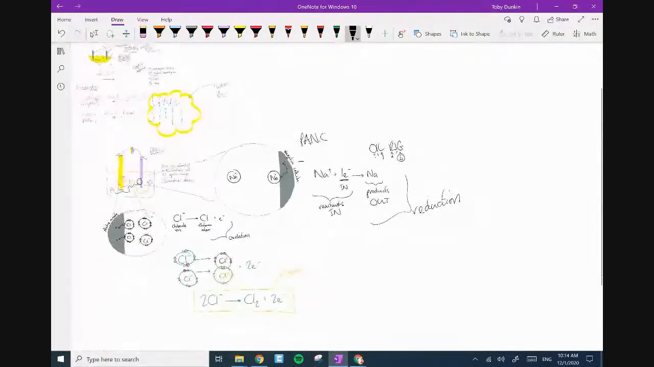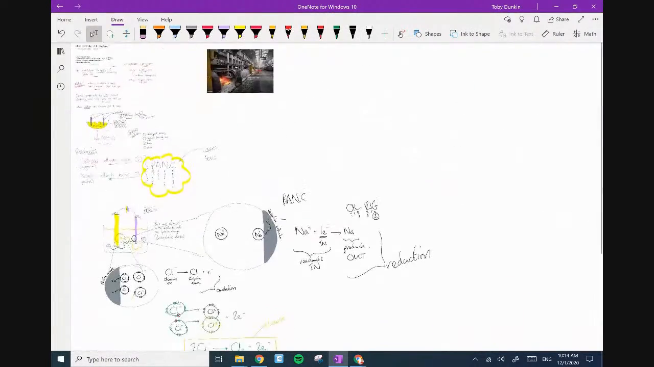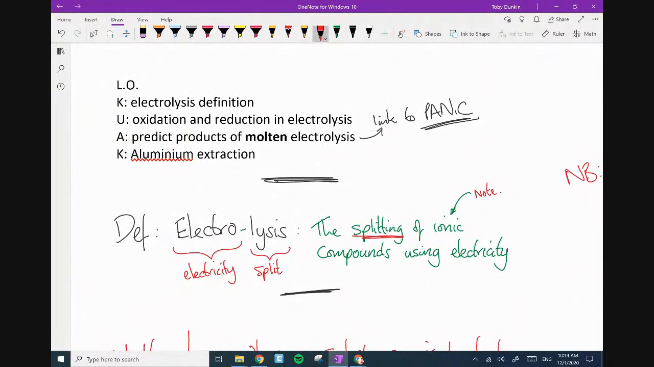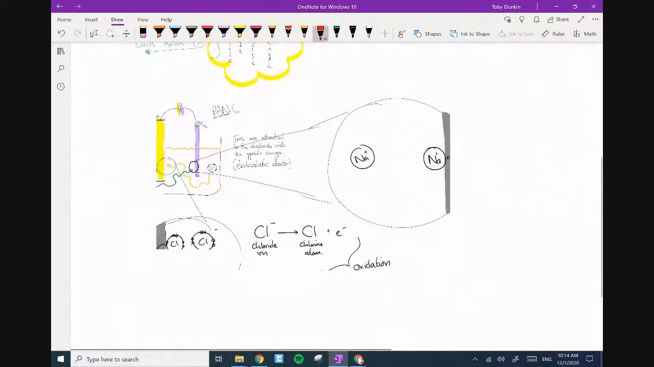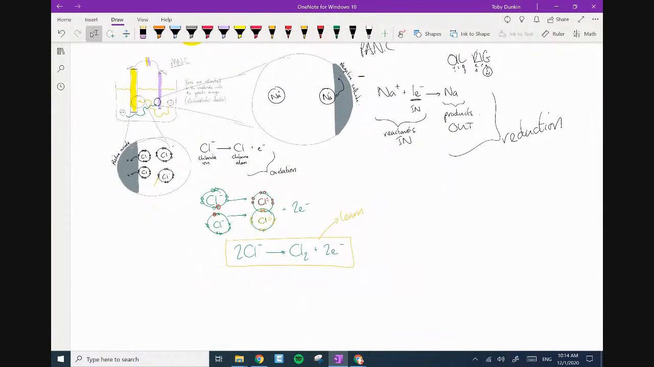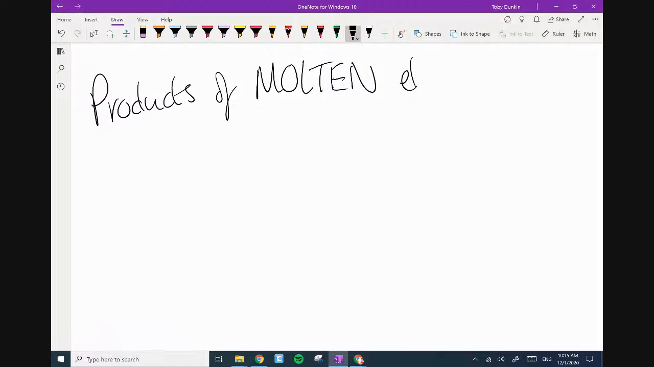So what now happens as a result of this process? What are my two products? So this is where I'm going, okay, we can tick off my learning objectives. Got the definition, understand it in terms of oxygen. We now understand what's happening, predict the products. This is where things become a whole lot easier. That's the hard bit. If you can get that, you're more than halfway there. Right. Products of molten, notice my capitalization, molten electrolysis. We've taken sodium chloride and we have liquefied it.